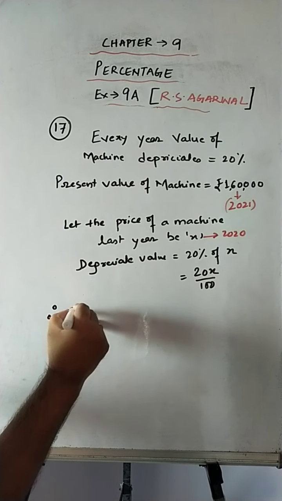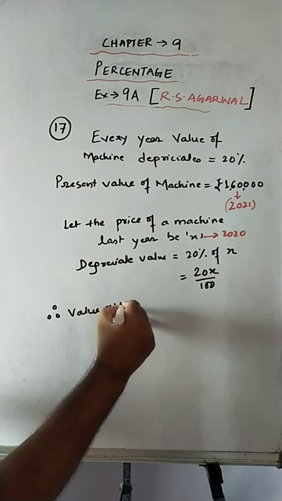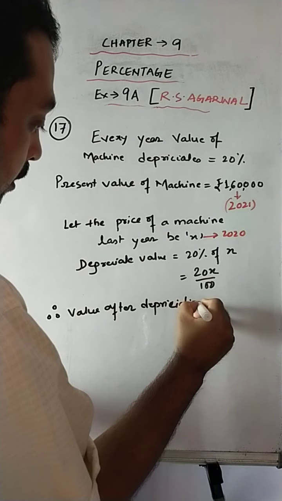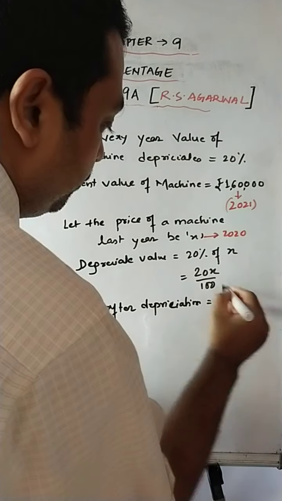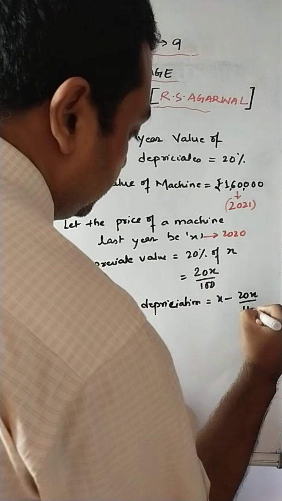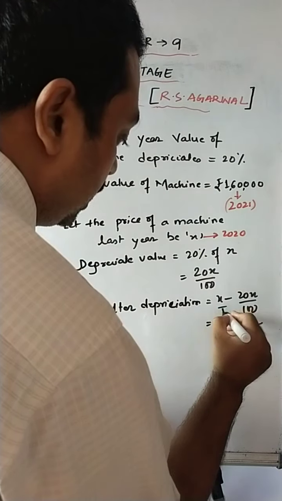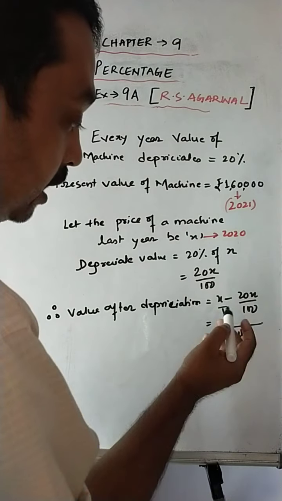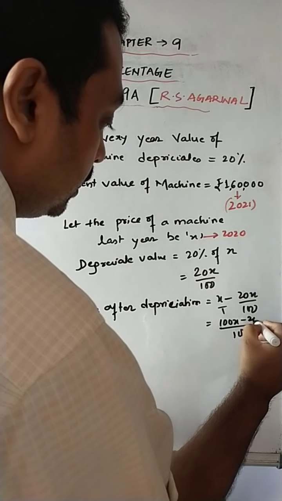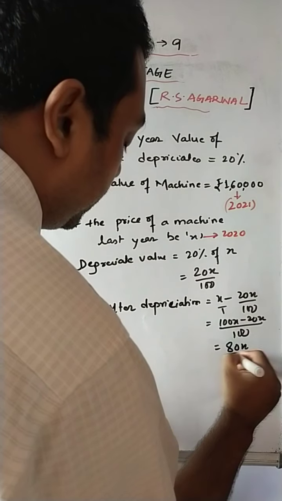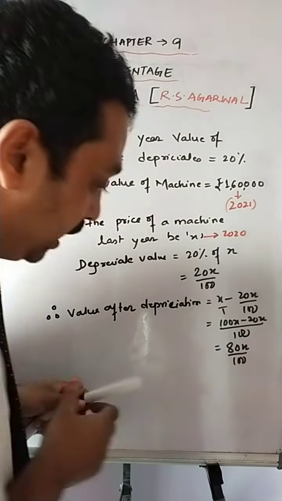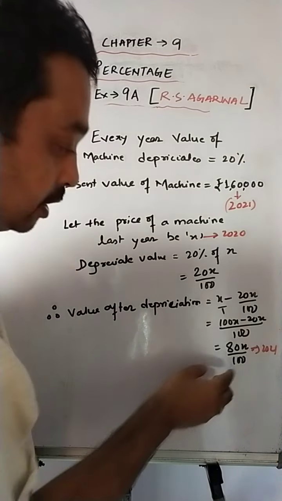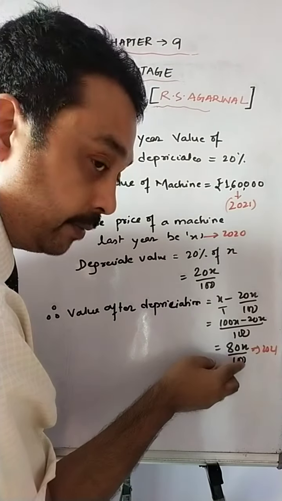So the value after depreciation will be X decreased by this value. If you solve it, the LCM of 1 and 100 is 100. 100 into X, 100X minus 20X, so it will be 80X by 100. And this is the price for the year 2021. Understood? This is the price in the year 2021 after depreciation.